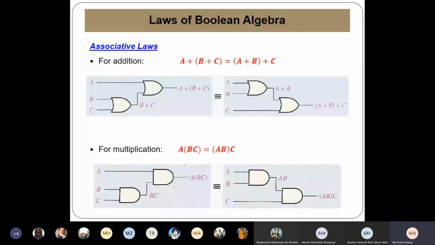Associative law for multiplication. You have A, B, and C. Instead of the other order, you can AND B and C first, so you get BC, then you AND with an A. So you get A and bracket BC, close bracket. Or you can AND the A and B first, so you get AB, then in the next step you AND with a C. So A and B in brackets, then AND with a C. So this is the associative law. Clear?